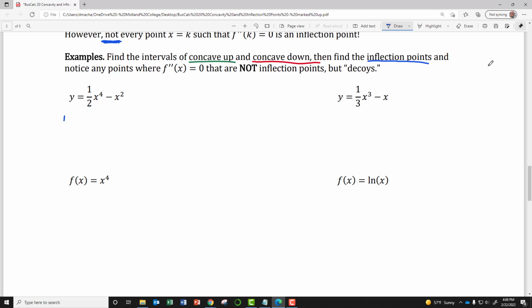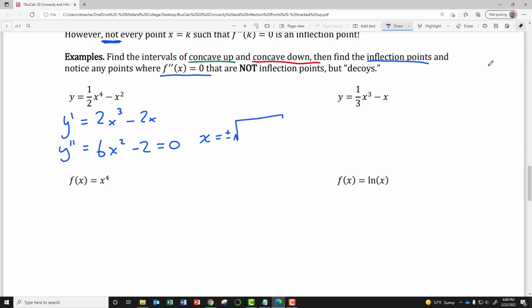So let's first take the first derivative here. Bringing down the 4, that gives me 2x cubed minus 2x. And the second derivative here is going to be 6x squared minus 2. To find the possible inflection points, we're going to start off by noticing the places where my second derivative is equal to 0. So in other words, what value of x gives me a second derivative equal to 0? Those would be the x values, x equals plus or minus square root of 1/3.